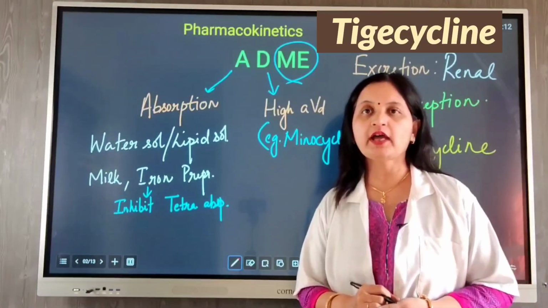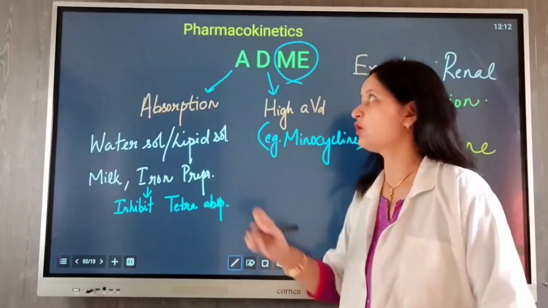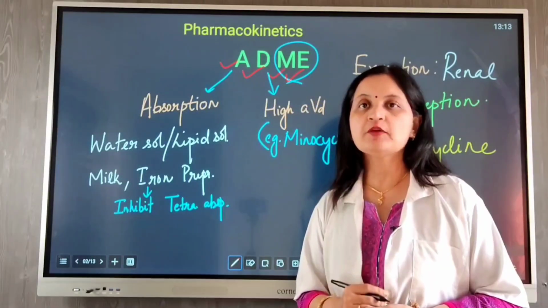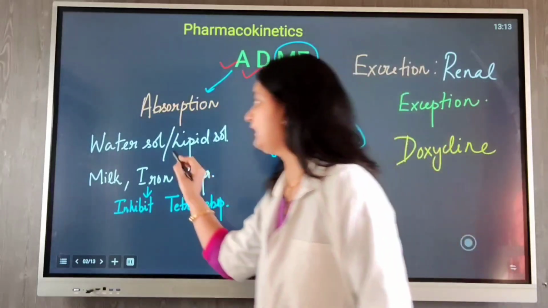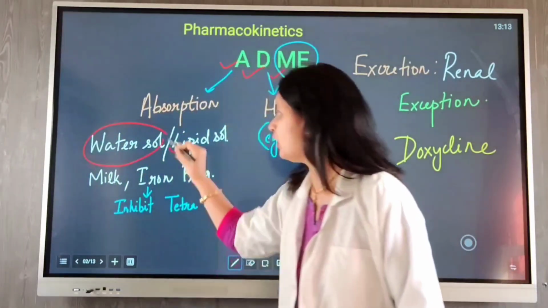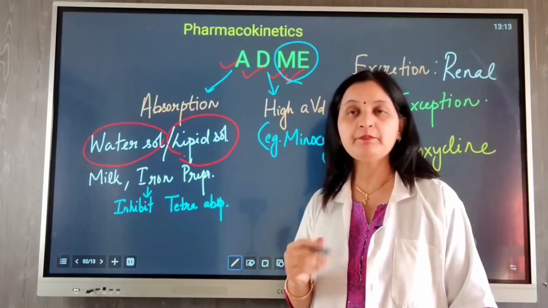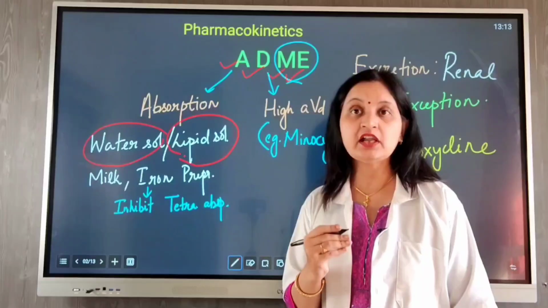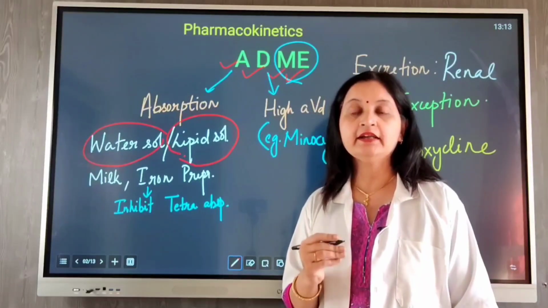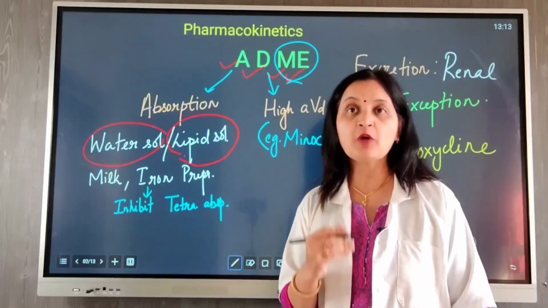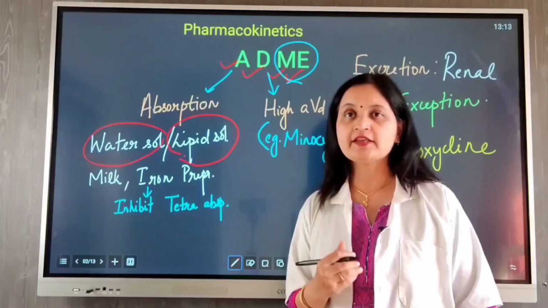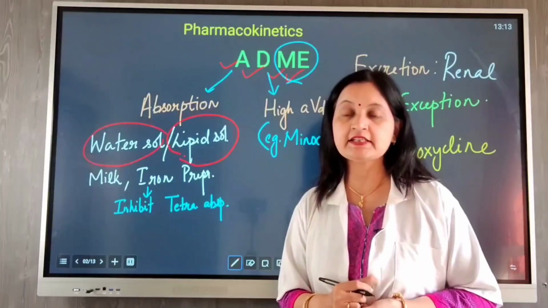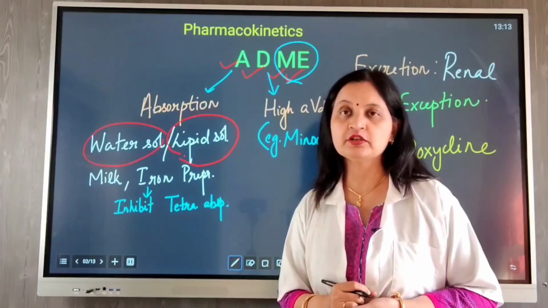Now coming to the pharmacokinetics of tetracyclines, which comprises absorption, distribution, metabolism and excretion. With respect to absorption, the older tetracyclines are slightly water soluble and doxycycline, minocycline are more lipid soluble. Now since the older tetracyclines are slightly water soluble, the intestinal absorption is incomplete and it is affected by food, so they are absorbed better on an empty stomach. Whereas doxycycline and minocycline are more lipid soluble, so absorption is better in the intestine. It is not affected by food.